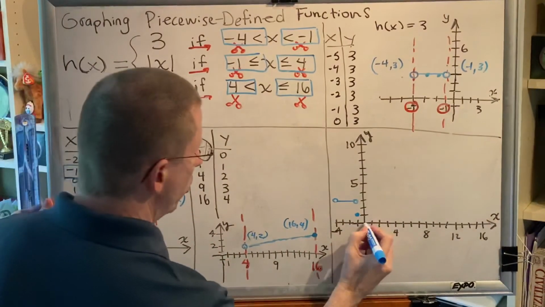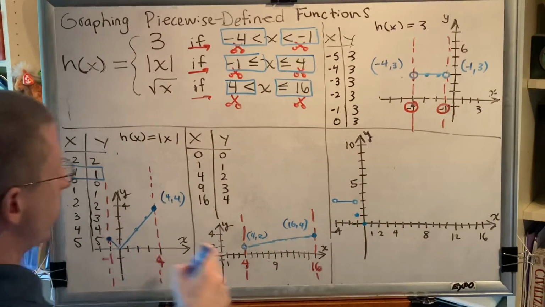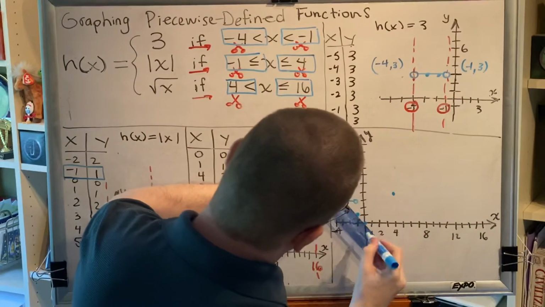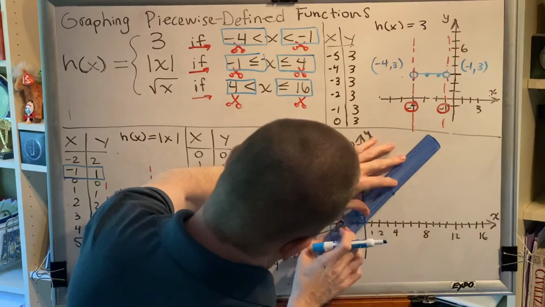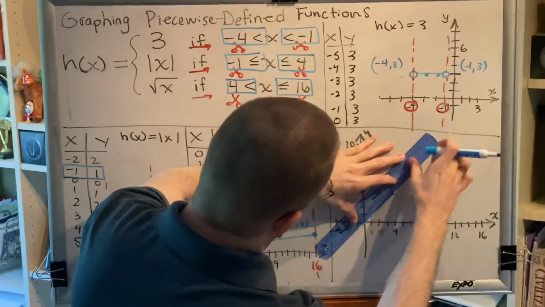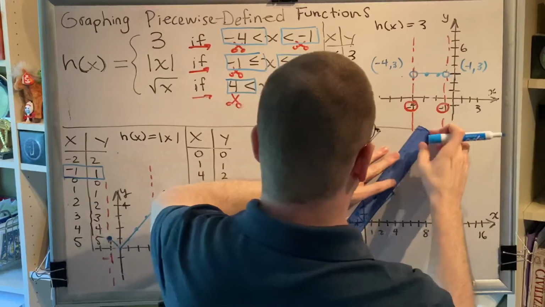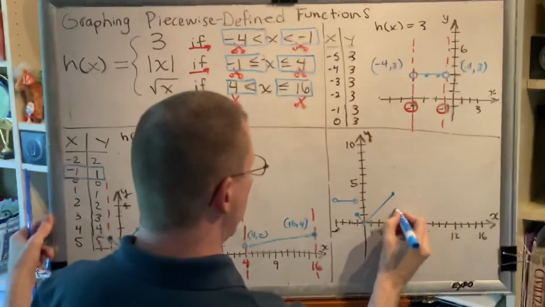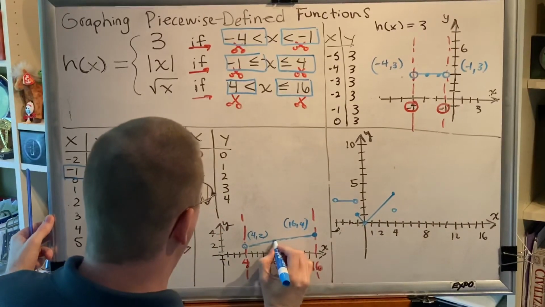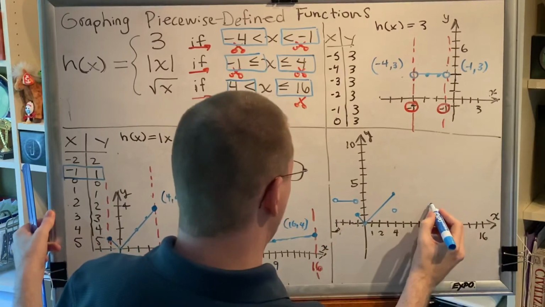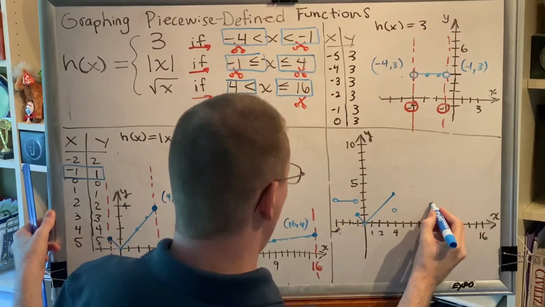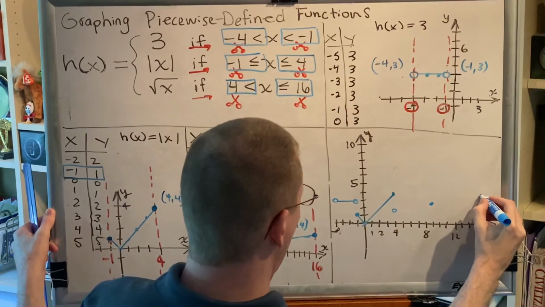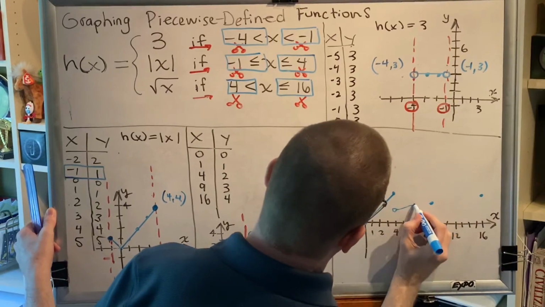I've got a dot at the origin. And I've got a closed dot at 4, 4. And I'm going to connect those together with my straight edge. That line segment and that line segment should be constructed using a straight edge. Okay, and then finally we have an open dot at 4, 2, a closed dot at 9, 3, and a closed dot at 16, 4, and a curve that's connecting them all together.